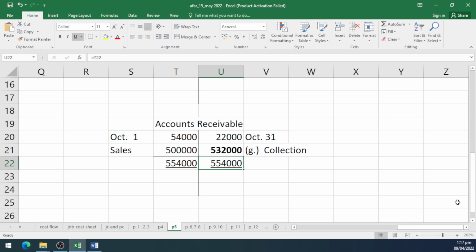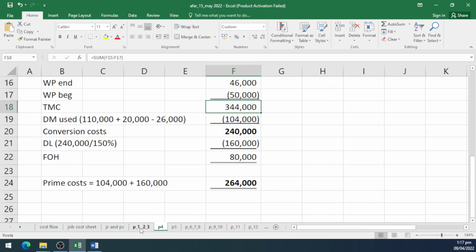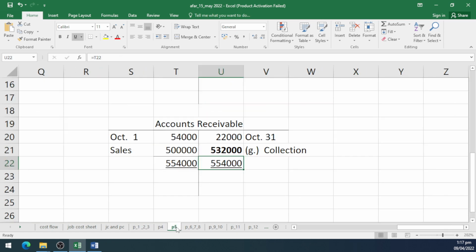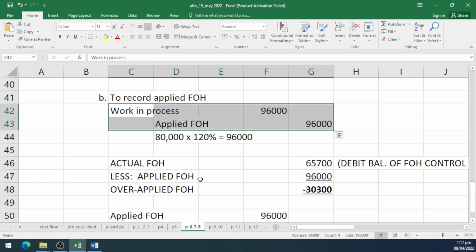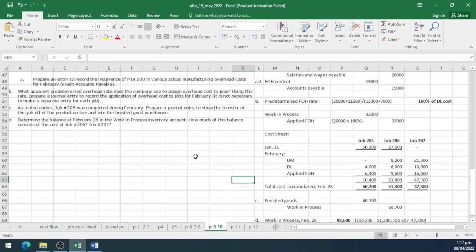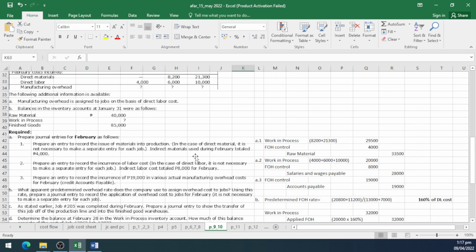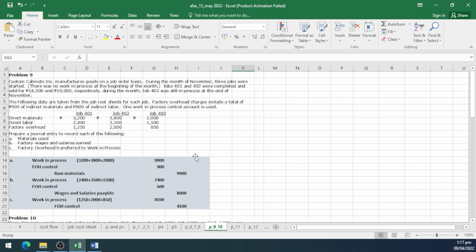So, yan po ang problem number 5 for correlation and reconstruction of account. Tapos na tayo sa problems 1, 2, 3, problems 4, problems 5, problems 6, 7, and 8. Dadako na tayo sa problem 9, 10, 11, and 12. And these are all about job order costing.